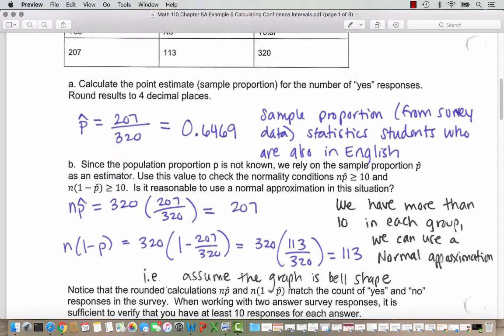And then n times 1 minus P hat; I left the hat out when I wrote that. Equals 320 times 1 minus 207 out of 320, or 320 times 113 out of 320, which is 113, which is just our count of the no's. So we have more than 10 in each group, so we can use a normal approximation. And what that means when we say we can use a normal approximation is that we can assume the graph of this data for a large survey would be bell-shaped.